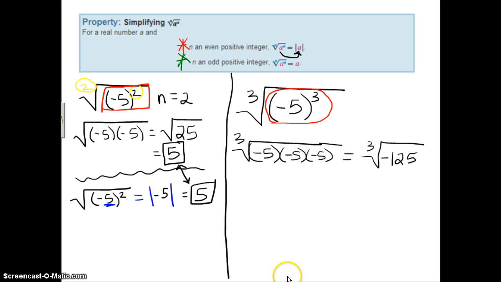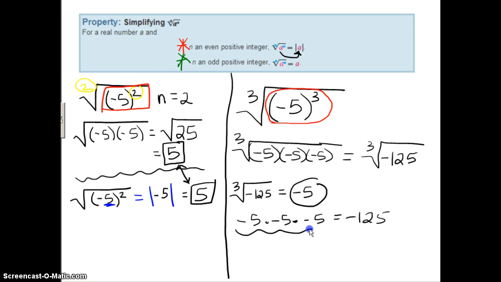So now I'm wondering, well, can I take the cubed root of a negative number? If this was a square root, the answer would be no, because you can't square something and get a negative answer because you're multiplying a number by itself. You're always going to get a positive answer. But cube root means that you had 3 numbers multiplied together. So it is possible for the cubed root of -125 to be a negative number, and that number is -5. And the reason why is because -5 times -5 times -5 is -125.